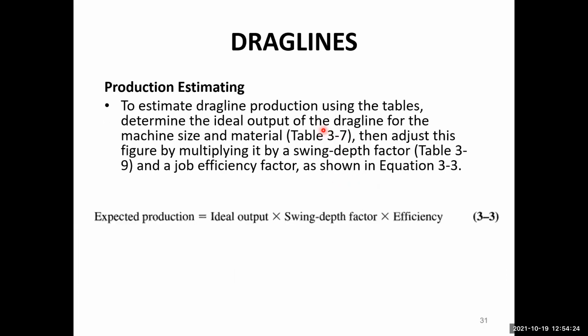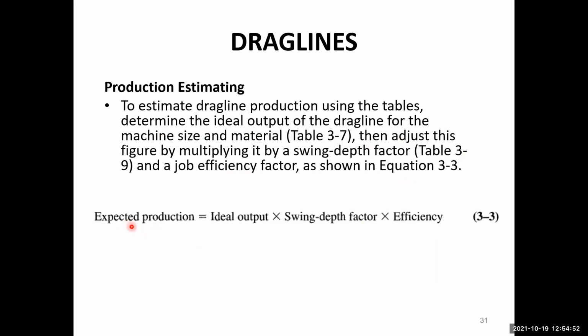So how to estimate the production of the dragline? To estimate the dragline production using the table, determine the ideal output first of the dragline for the machine size and material using table 3-7, and then adjust this figure by multiplying it by its swing depth factor, table 3, and then the job efficiency factor as shown in figure 3-3.